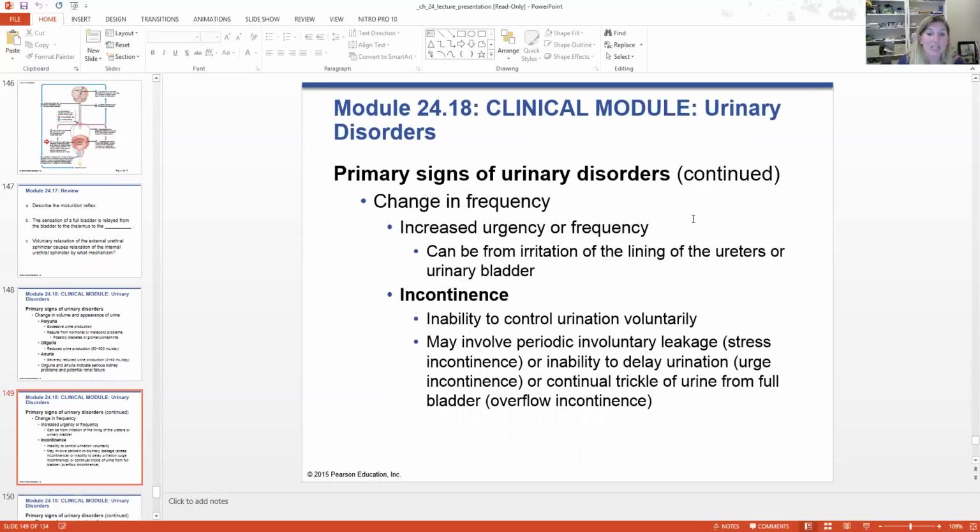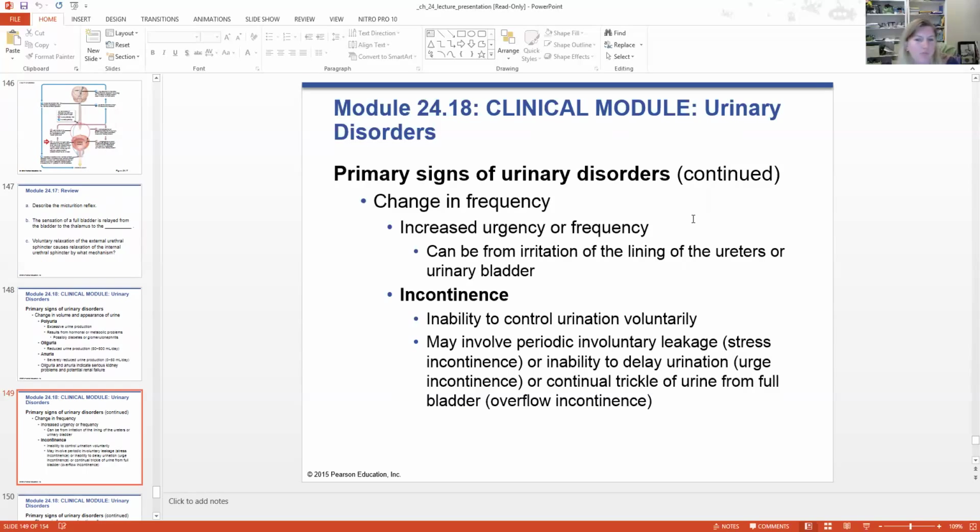Incontinence is actually the inability to control your urinary function, or control the release of urine. So this could involve involuntary leakage from stress incontinence, or the inability to delay urination where you have urge incontinence and once you feel it, you have to go right away. Or it could be a continual trickle of urine from a full bladder, which would be overflow incontinence.